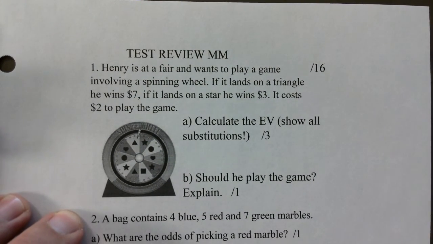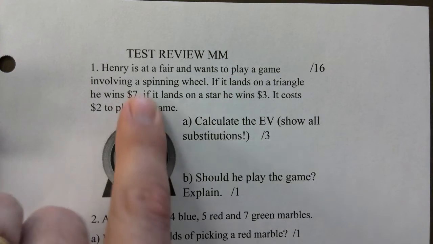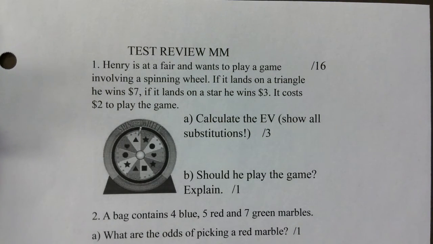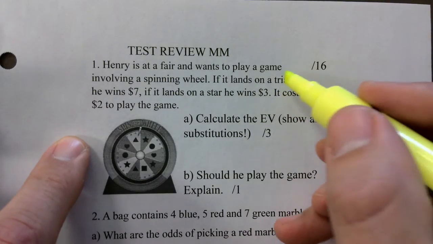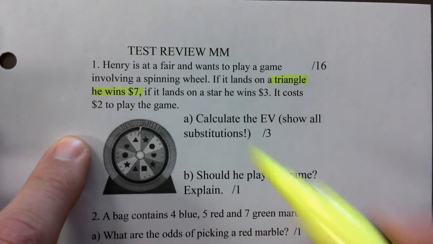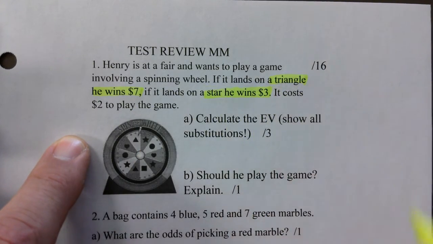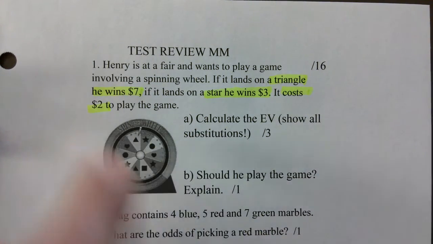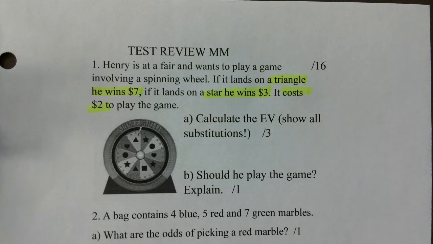There'll be 2 questions on expected value, right? So one is going to be a little easier, the other one is going to be a little bit harder, but the idea is the same. Okay, so in this game, if it lands on a triangle, you win $7. If it lands on a star, you win $3, and it will cost you $2 to play, right? So we need to make sure we subtract that every time from the prize, right?